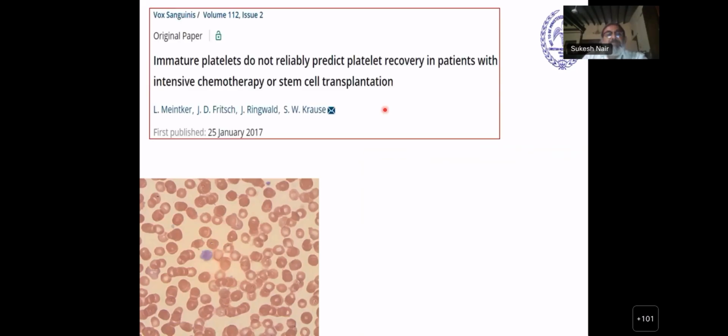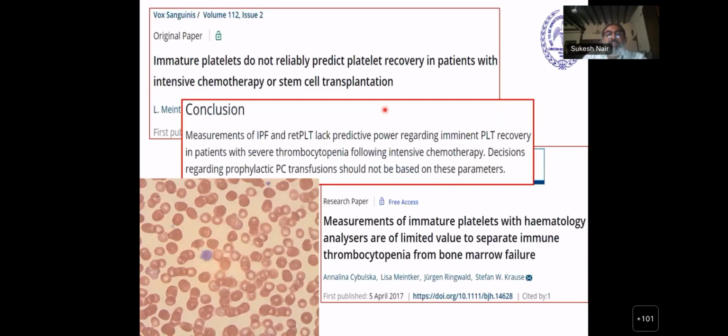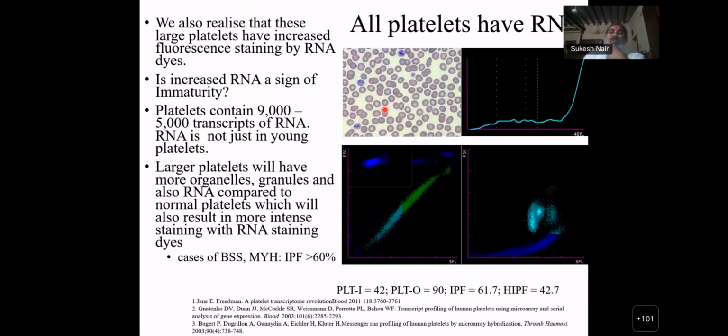Then many papers came which said that immature platelet count does not predict recovery of platelet count. So then we started thinking, okay, if it is indicating large platelets, we have so many patients with macrothrombocytopenia. Let's evaluate them. And when we started evaluating them, we realized that in all the patients who had macroplatelets or giant platelets, the IPF was more than 60%.